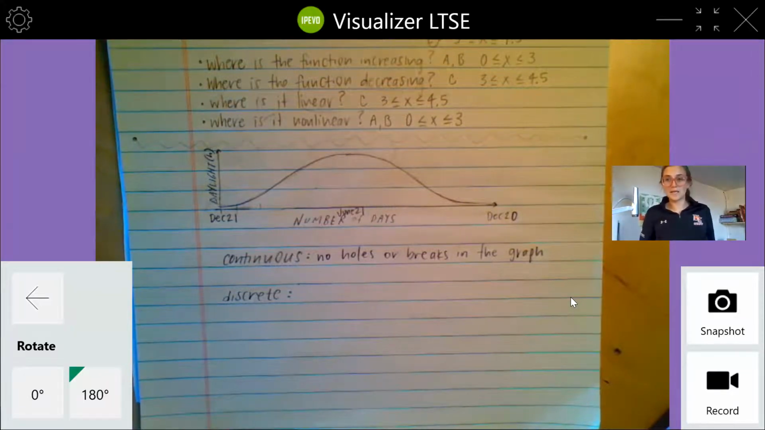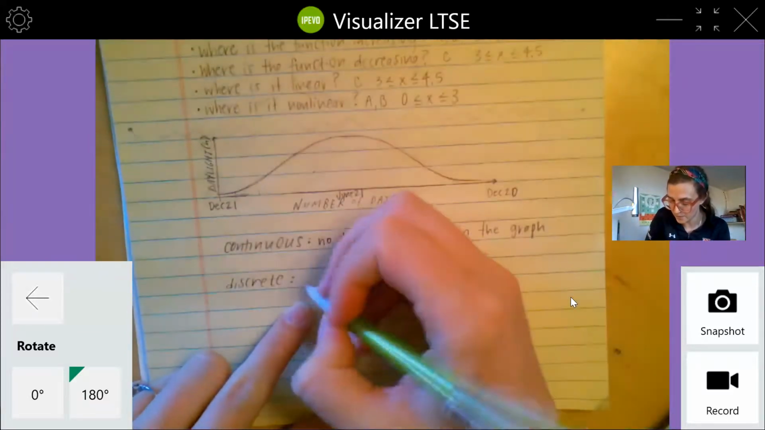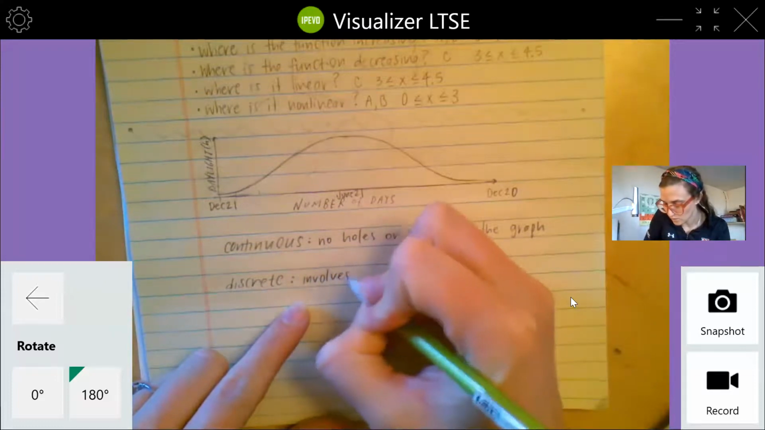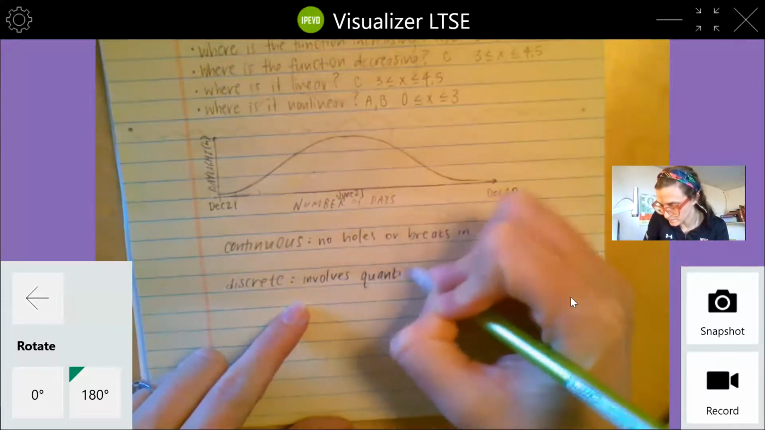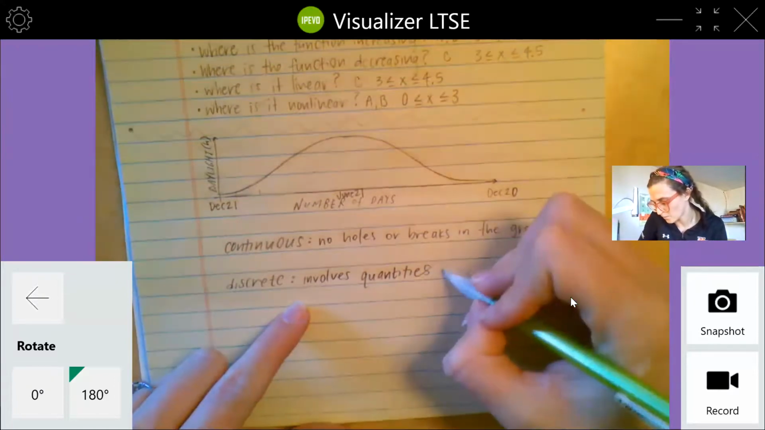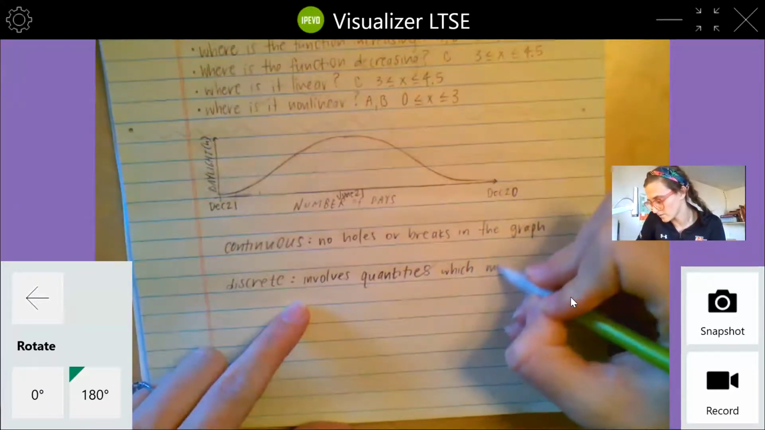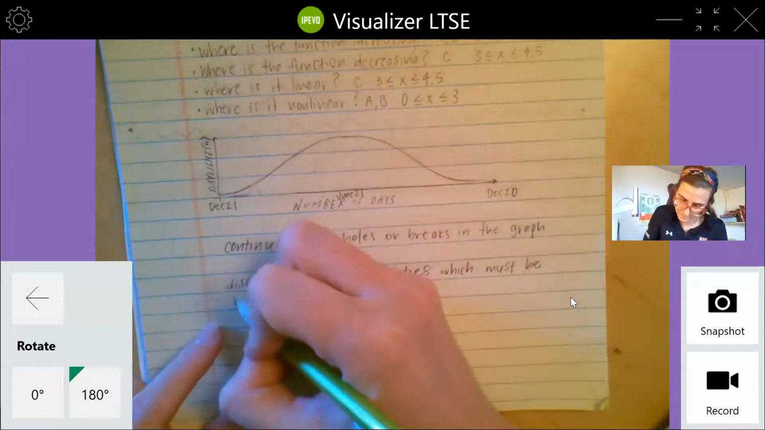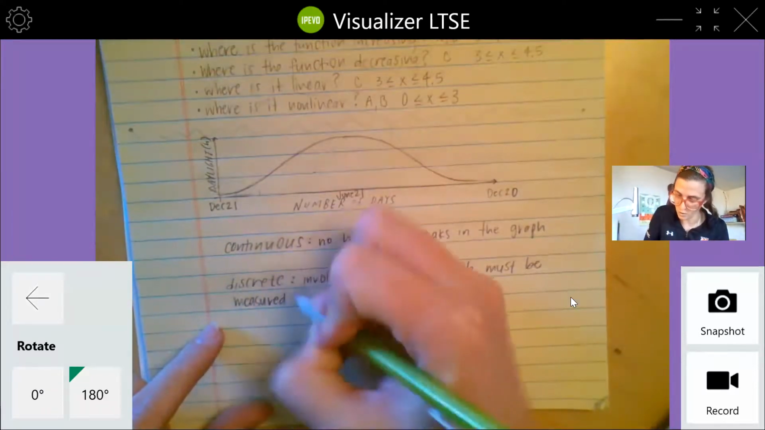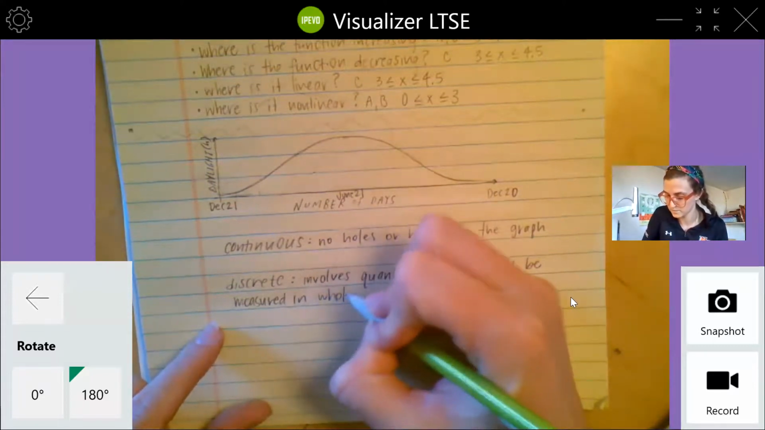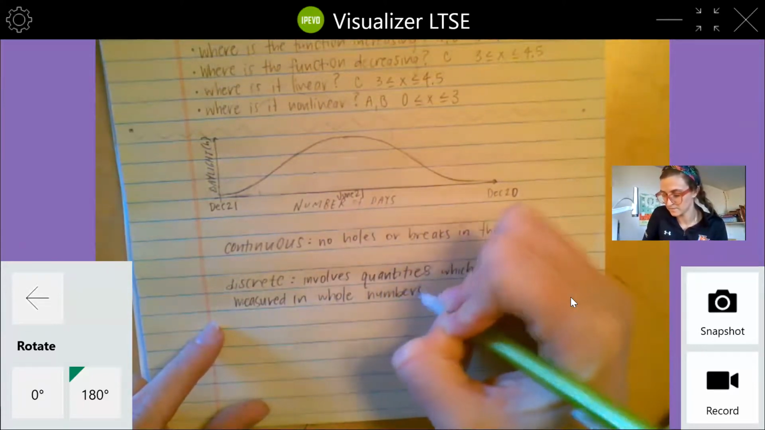Another example would be in situation A when we were looking at the number of deer. There's never going to be a half of a deer. There's only a whole deer or no deer at all. So those are examples of discrete functions, discrete situations that involve quantities which must be measured in whole numbers, right?